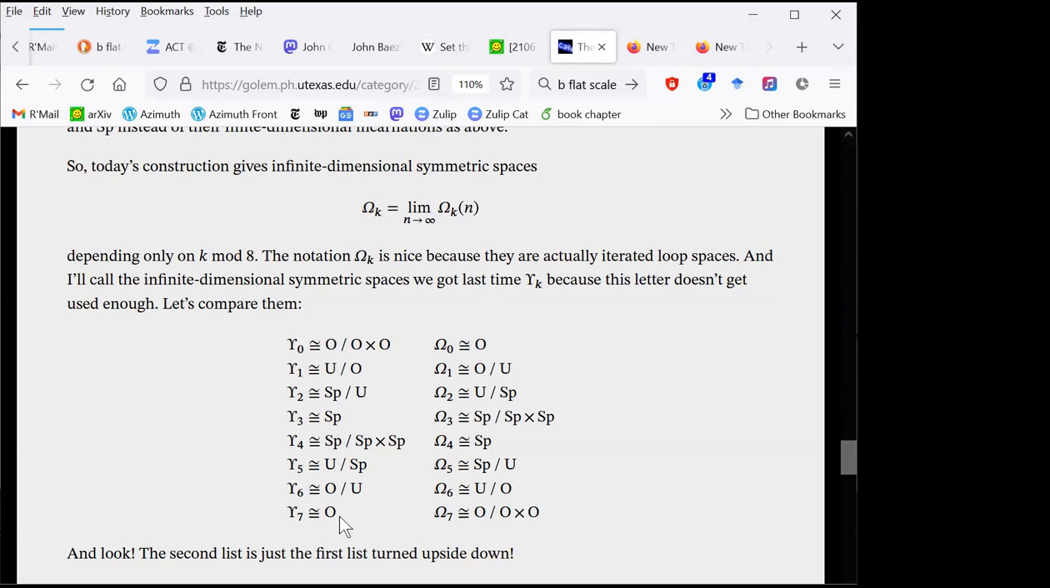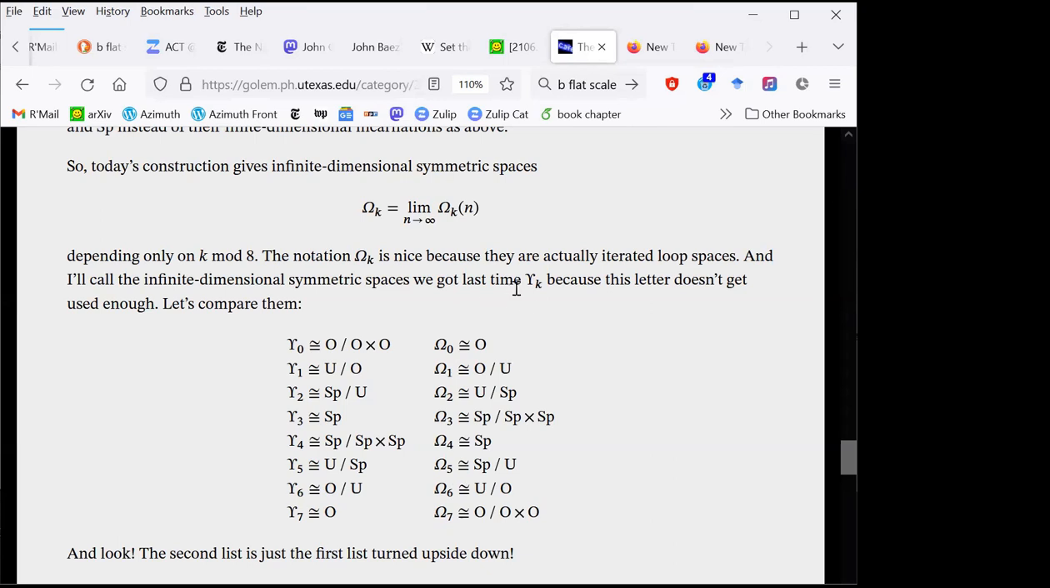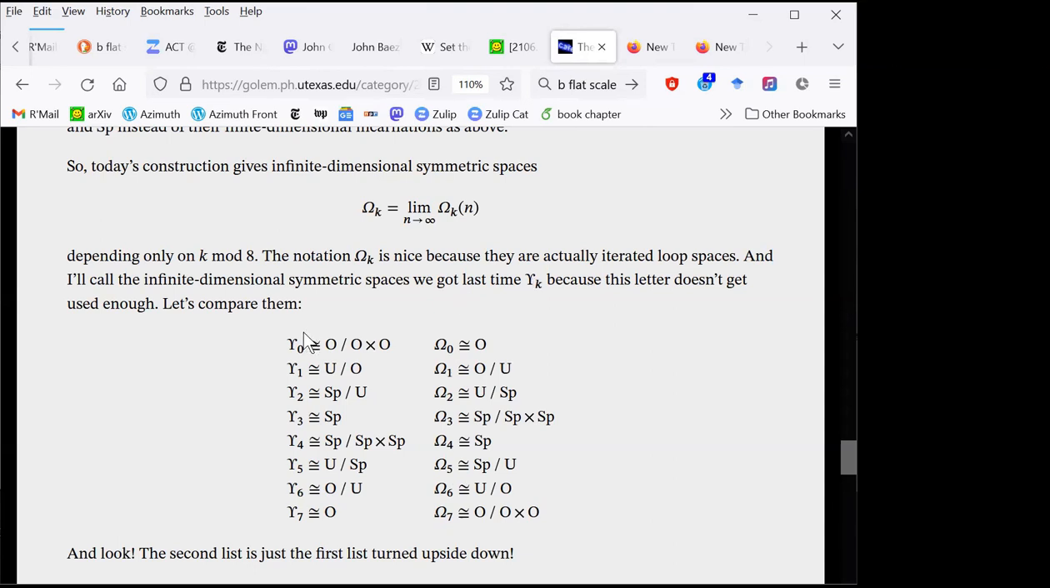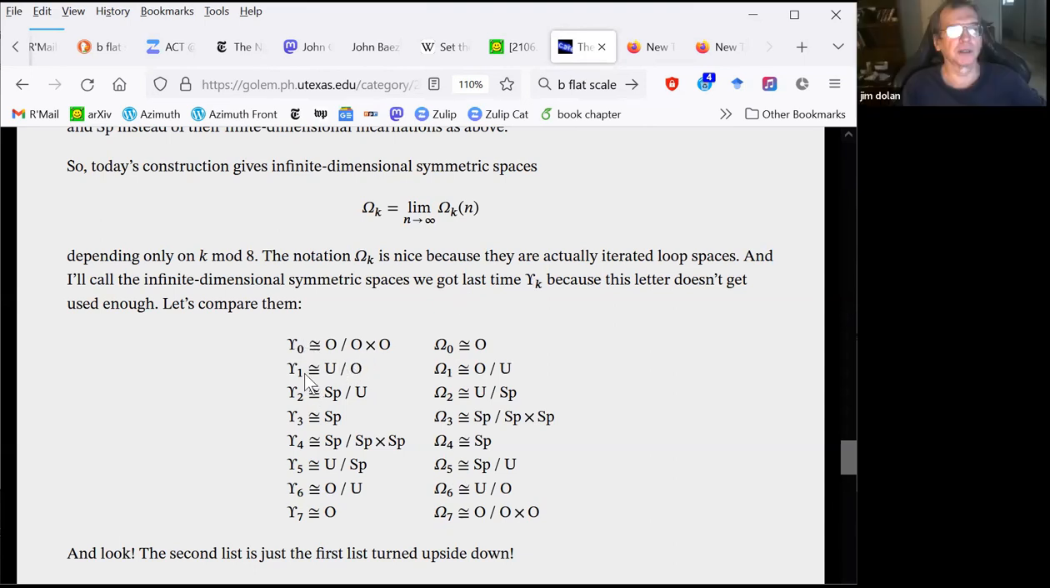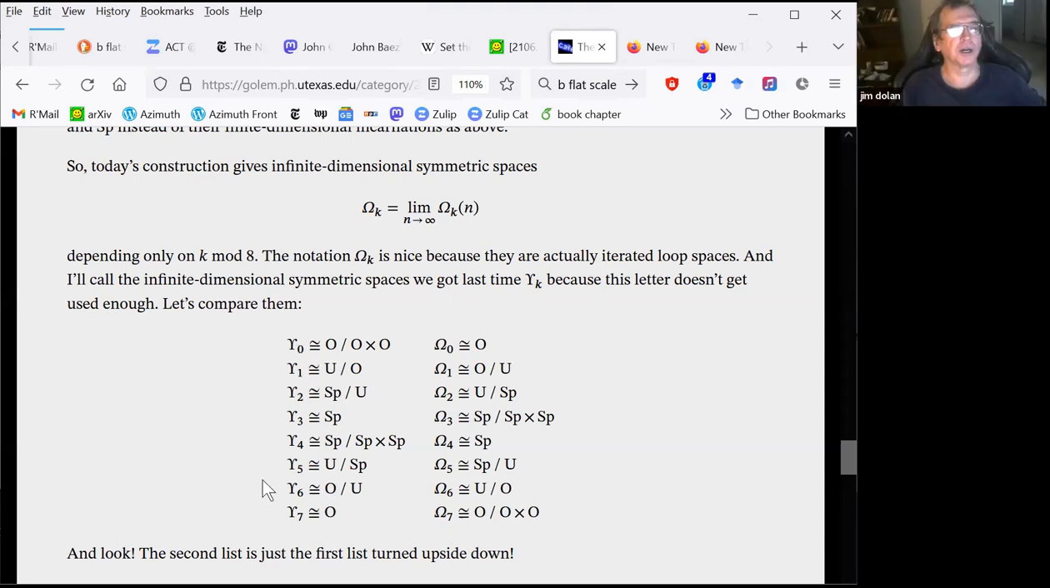And if you look at this, you'll notice that this first list here is just the other list upside down. What is that symbol, that letter? It looks like a Y or an R. That's the letter upsilon. I'm going to call them upsilon just because this letter doesn't get used very often. That's a kind of joke, but I needed some other letter. It wasn't omega. Sure.